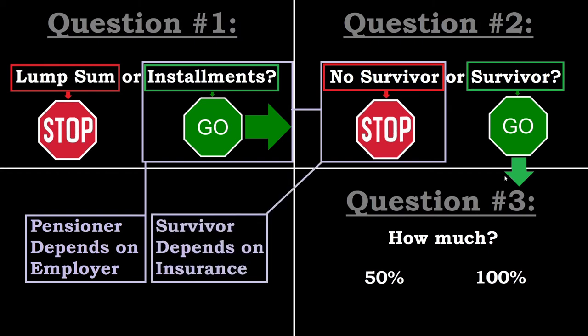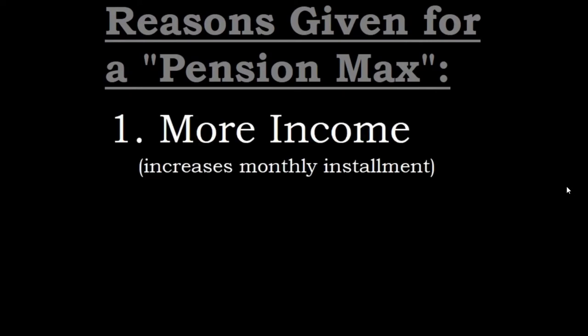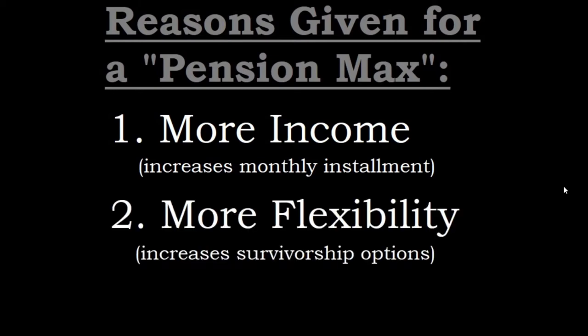That is, survivorship is going to depend on insurance. Why would a person choose this option? Number one, a person might choose it if they think it promises to give them more retirement income. That is, that it would increase their installment amount. Number two, they might choose it just because it gives them more flexibility. That is, it increases their survivorship possibilities, their beneficiary options, and they might do this even if it does not increase their income. And in a few cases, they might even do it if it decreased their income, but that is not what I'm primarily going to be concerned with here.